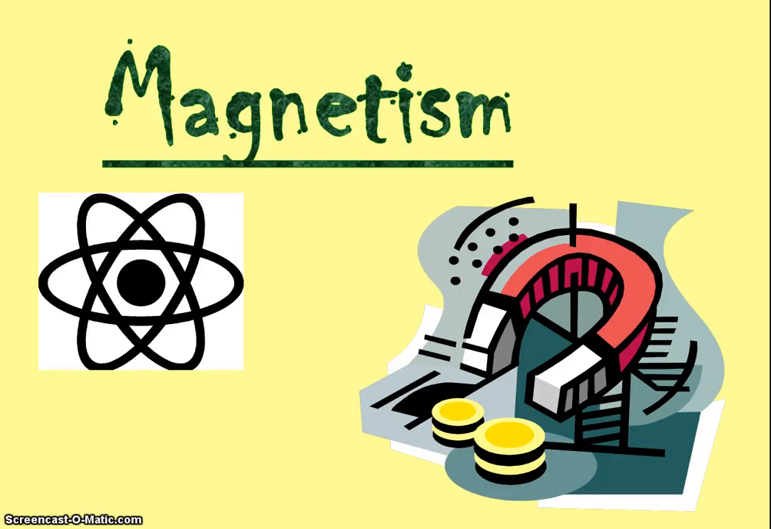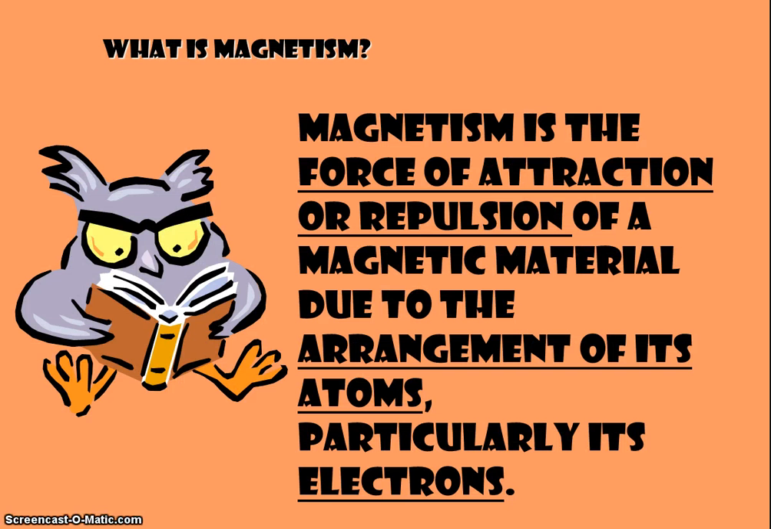Now we're going to talk about magnetism. So, what is magnetism? Well, magnetism is another force. It's another force of attraction or repulsion of magnetic material because of a specific arrangement of its atoms, specifically the electrons.